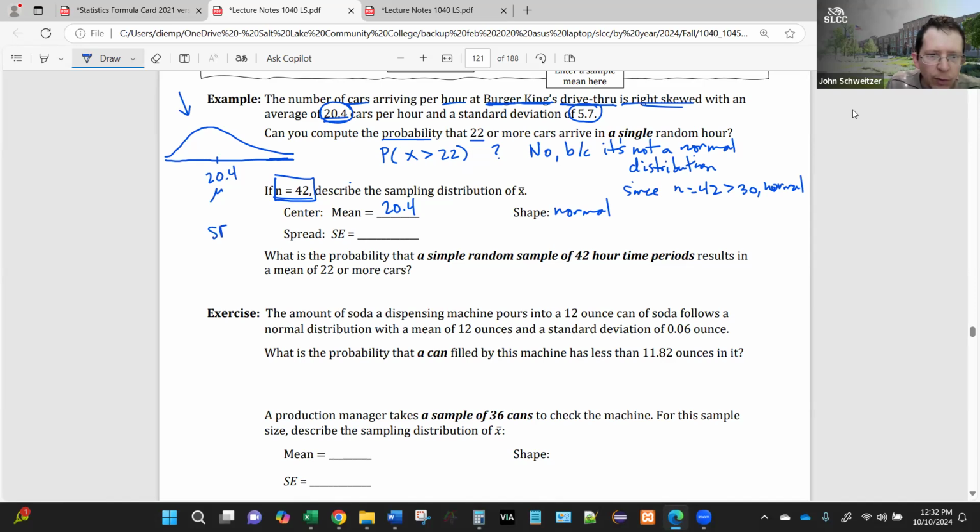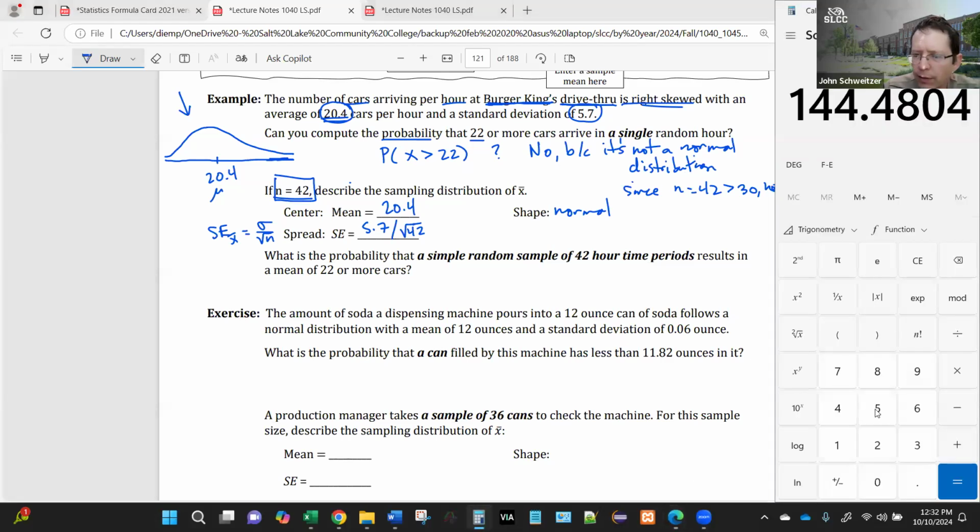The standard error for x bar is sigma divided by the square root of n. So sigma is 5.7, and we're going to divide that by the square root of 42. Okay, so pull out the calculator. We're going to go 5.7, divide that by the square root of 42.